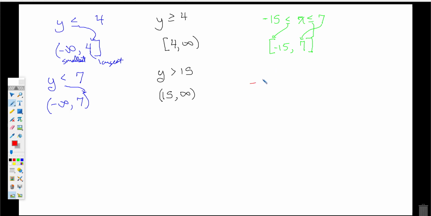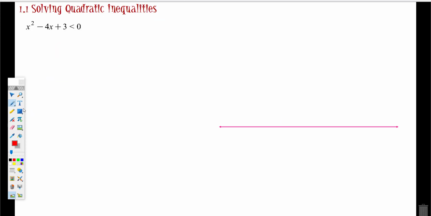So let's say I had negative 12 is less than x, which is less than or equal to negative 1. So negative 12 is my smallest. There is no bar there, so there's just a parenthesis, comma, negative 1. There is a bar here because I have that less than or equal to, and so I have a square bracket. We're going to be practicing with this as we go throughout the problems today.